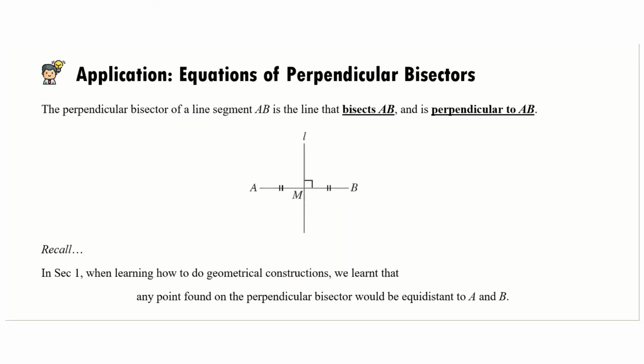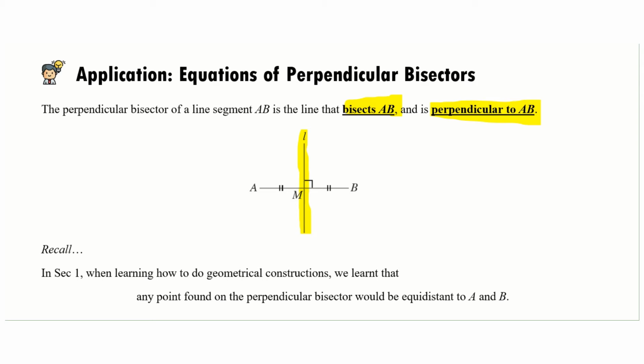Previously in the lesson, we have already taken a look at one of the applications, which is to find the coordinates of the 4th vertex of a parallelogram. Another application of using the midpoint formula is to find the equation of a perpendicular bisector. So what is a perpendicular bisector? A perpendicular bisector is a line that bisects AB and is perpendicular to AB.